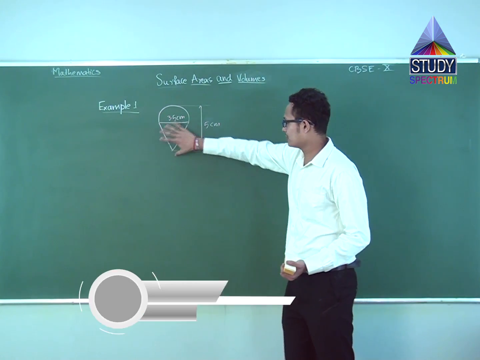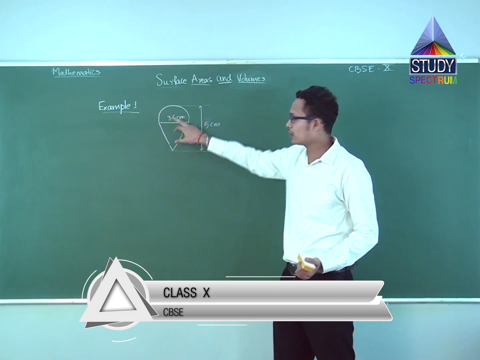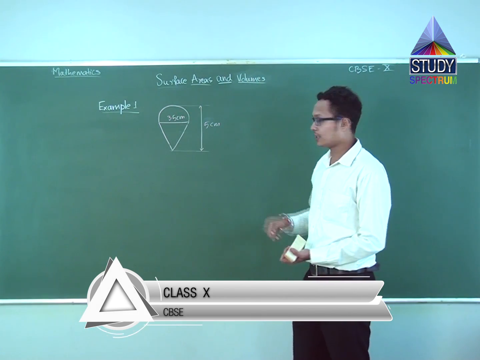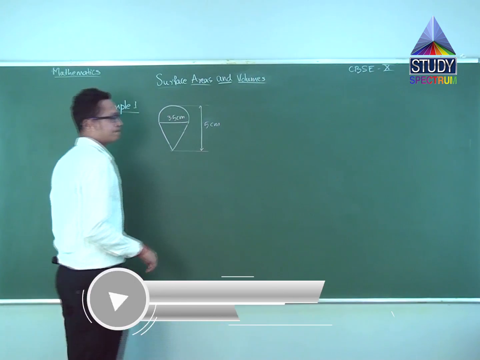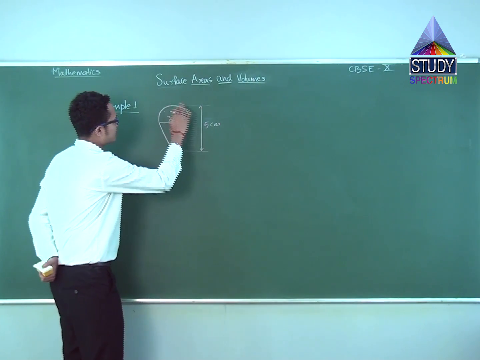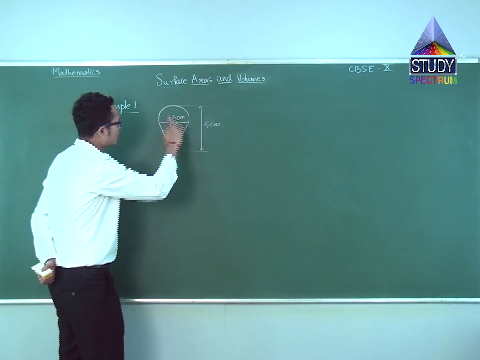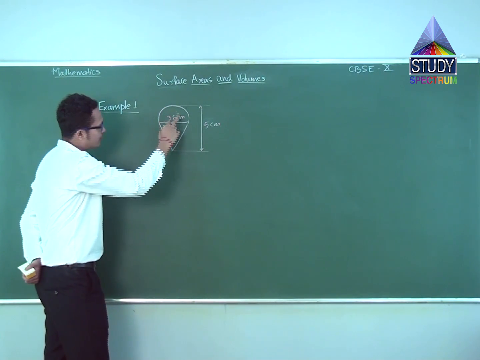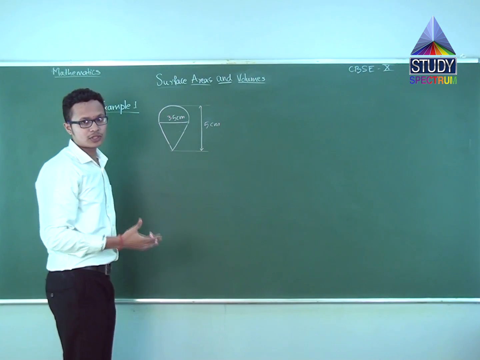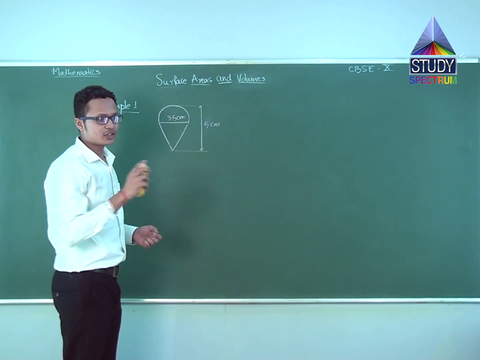See, this is a combination of two solids. The top is a hemisphere, and the bottom is a cone. I'll just write it. Alright, this is the hemisphere and the cone. Curved surface area of the hemisphere plus curved surface area of the cone gives me the total surface area of the toy that needs to be painted.